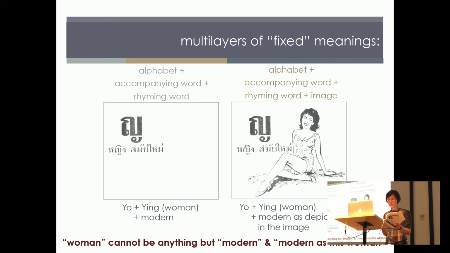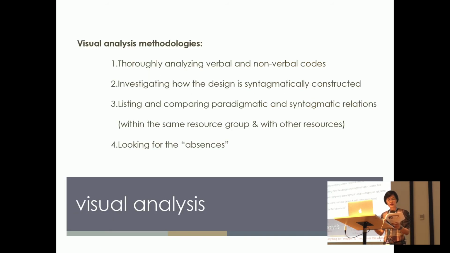This process of signification on both verbal and nonverbal codes constitutes multiple layers of fixed meanings. But even if its meaning is fixed by the author, the semiotic analysis will expose the reader to many implicit meaning potentials and also their relations to other artifacts. In order to decode the meaning of any visual resources, the methodologies of visual analysis are applied. For this research, I developed this four-procedure methodology, applying visual rhetoric and visual semiotic frameworks.